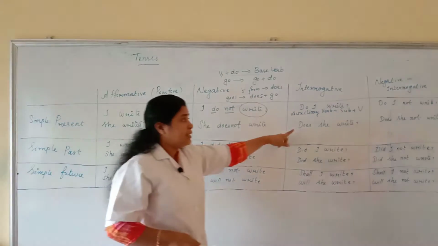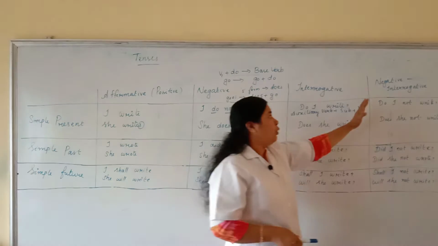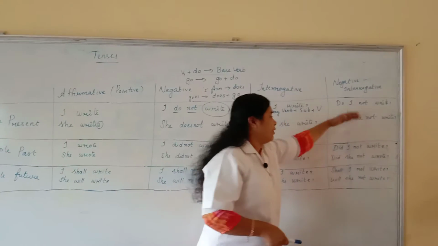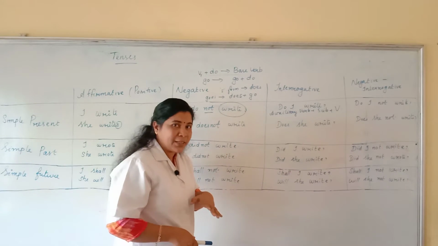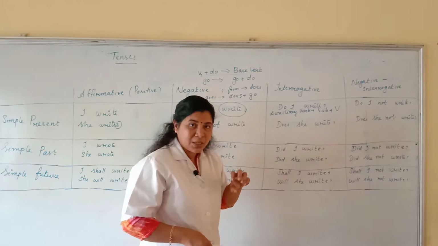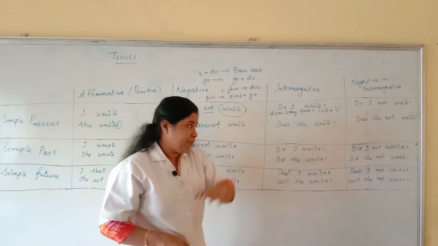So that does she write. Is it clear? Now negative interrogative. We have already written negative here. Just rearrange the sentence. Take the auxiliary first and then you can make the sentence into negative interrogative.